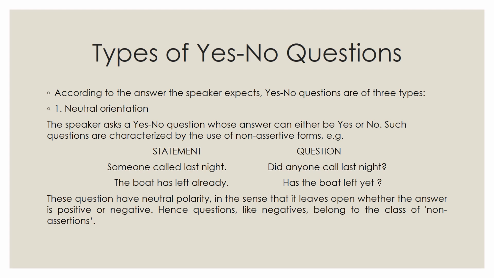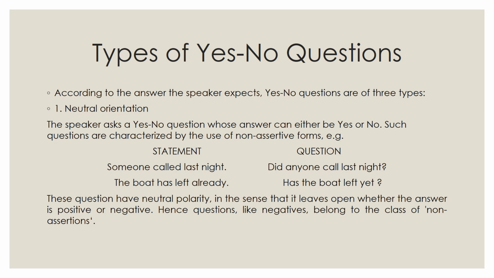For example, if we have such a statement, "Someone called last night." If I want to make this a yes/no question of a neutral orientation, I will say, "Did anyone call last night?" Of course, because it is a yes/no question, I start my question with an auxiliary, "did." Then, the subject "someone" is an assertive form. In questions, I cannot use "someone."